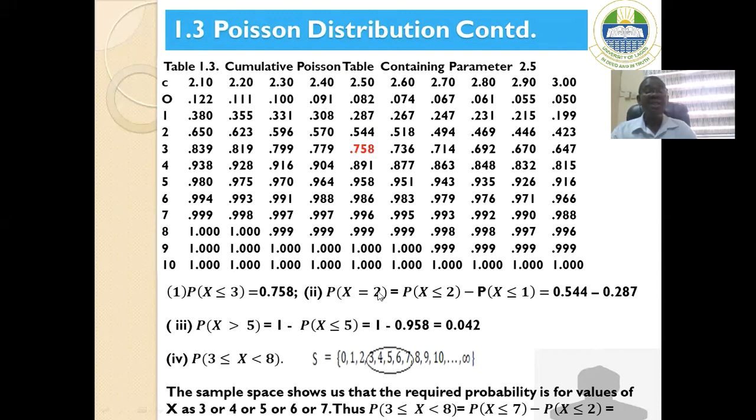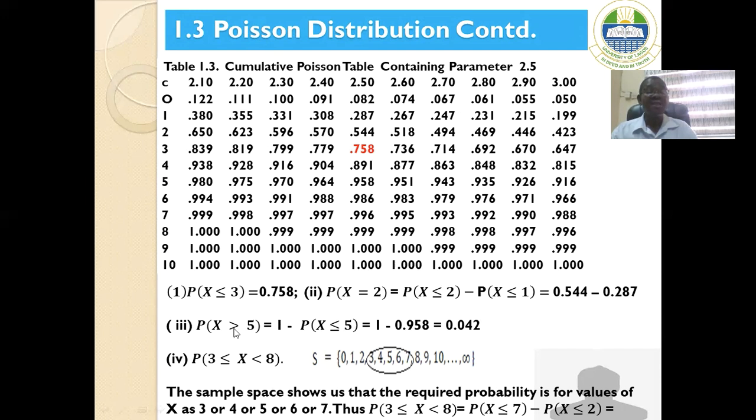For x strictly equal to 2, it is the probability that x is less or equal to 2, this one here, minus the probability that x is less or equal to 1. We have done something like that in the binomial. So when you subtract the probability for less or equal to 1 from the probability for less or equal to 2, you find the probability that x is strictly equal to 2, and that is this minus this. If you go to the table, see 0.544 minus 0.287. So what you get is your answer.